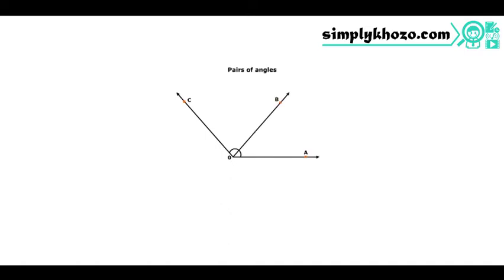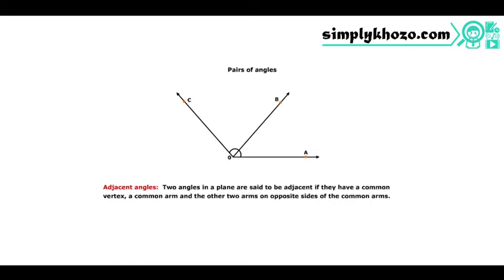There are some angles having some specific properties. These are adjacent angles. Two angles in a plane are said to be adjacent if they have a common vertex, a common arm, and the other two arms on opposite sides of the common arm. For example, angle AOB and angle BOC are adjacent angles having a common vertex O and a common arm OB, as displayed.